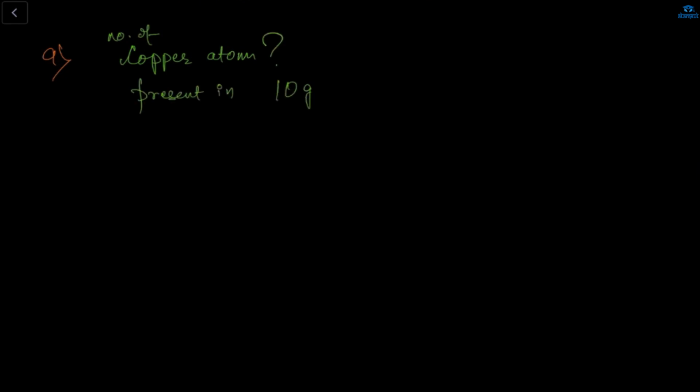You have to find what? Find the number of copper atoms present in 10 gram of 22 karat gold. Ma'am, I haven't done that one. Why, Arham? So 22 karat gold means 22 out of 24.